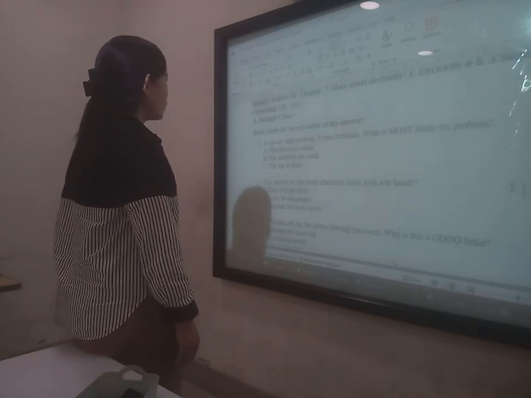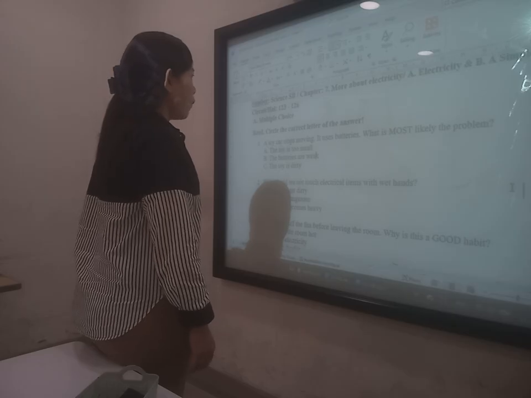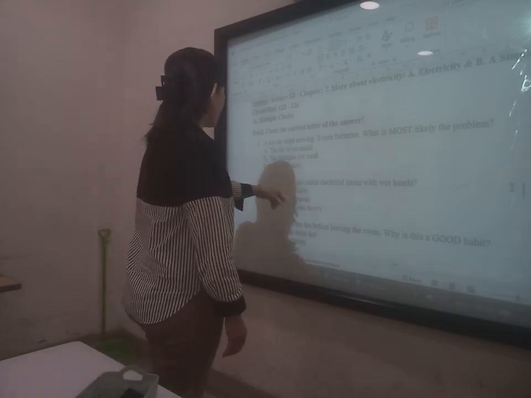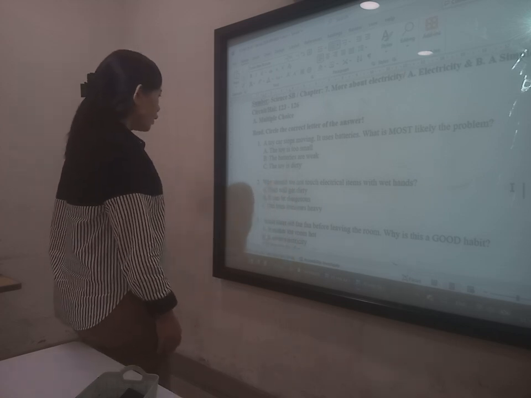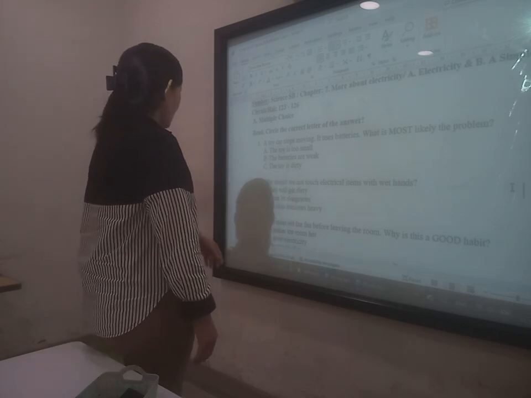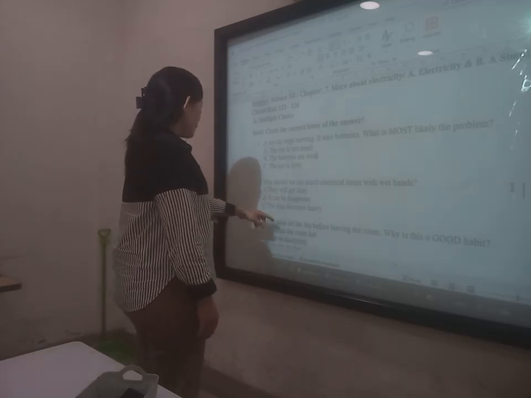A toy car stops moving, it uses a battery. What is the most likely problem? B. The battery is weak. Why should we not touch electrical items with wet hands? B. It can be dangerous.